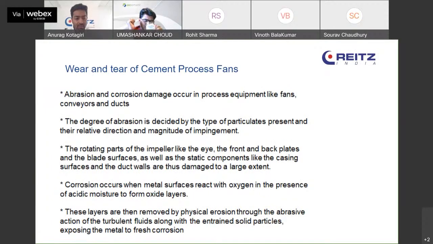This again, I'll just run through it. Why is the wear and tear? What kind of areas do you find wear and tear? It's mostly in our equipment. I can speak for the fans: it's the kind of particulates that are present in the process which cause the wear and tear. Mainly areas like the casing surfaces, or the blades of the impeller, or the back plate. So these are the areas that are very critical and which contribute to the maximum wear and tear.